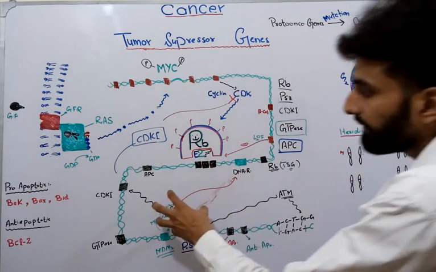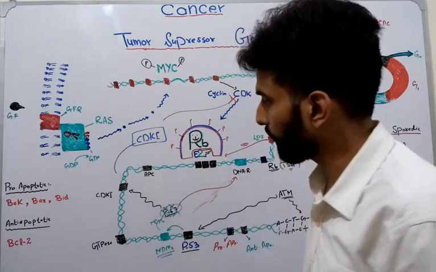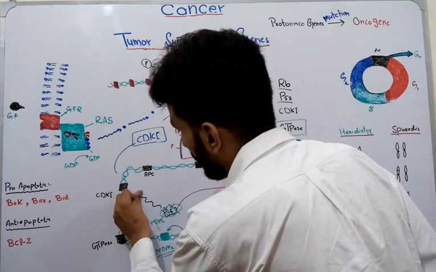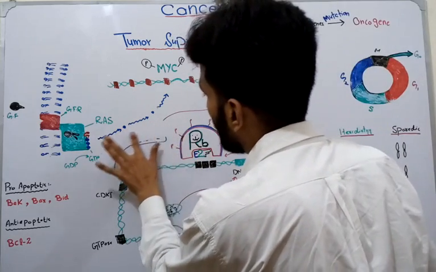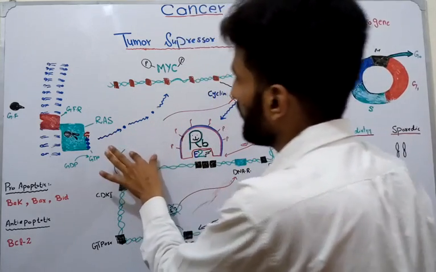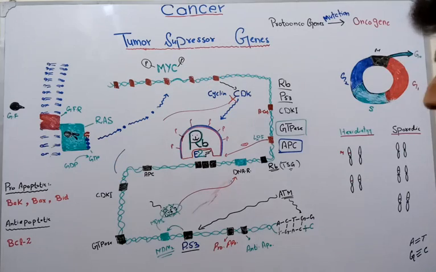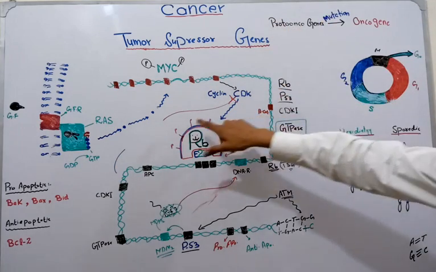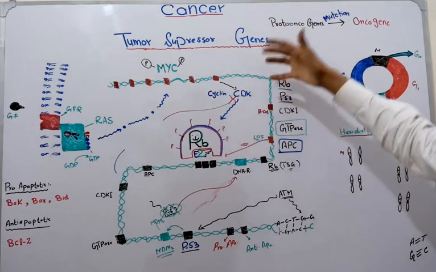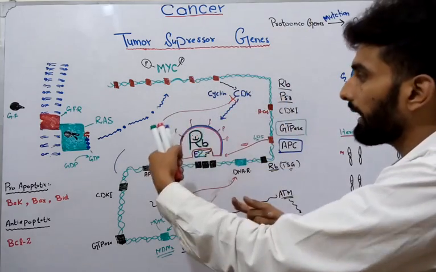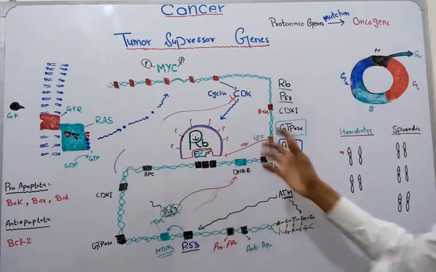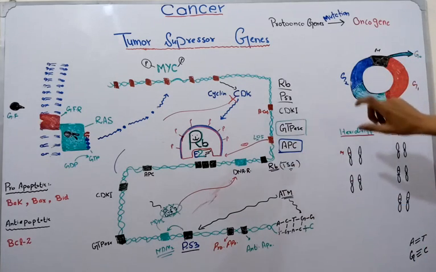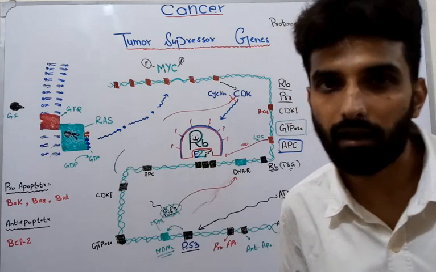Now once the P-53 protein has been destroyed, it will not activate CDKI, and CDKI expression will reduce and it will not be formed further. Now what will happen? It will not be able to inhibit the CDK and the CDK will keep on phosphorylating. It will allow E2F to go and transcribe this gene and the cell will keep on entering into S phase from the G1 phase. So the cell cycle will again start.